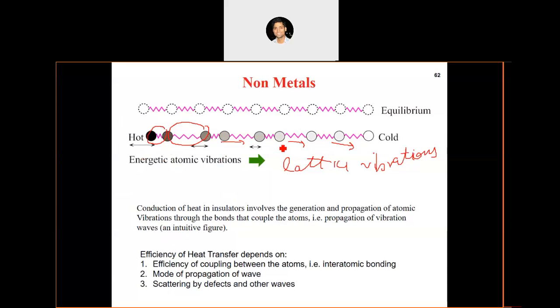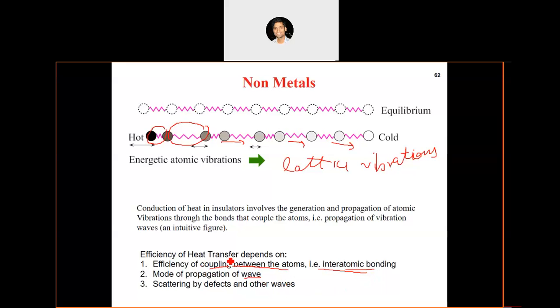And because these lattice vibrations are the medium of heat transfer, the efficiency of heat transfer depends on the efficiency of coupling between the atoms, or basically the interatomic bonding, right? The stronger these bonds, the more efficient will be heat transfer also. You can imagine that there are multiple springs connected through different spheres, and if you try to vibrate one end of this series of springs, the stronger the springs, the faster will be the wave which will transfer through this series of springs, right? So the efficiency of heat transfer depends on the interatomic bonding. The stronger the interatomic bonding, the faster will be the rate of heat transfer.